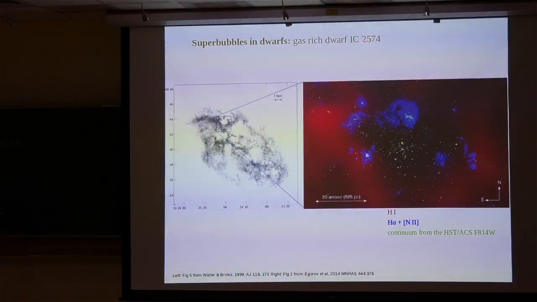Another example is the galaxy IC 3574. This is also a nearby galaxy. H1 distribution and holes inside, voids inside. These are also supposed to be superbubbles from supernova explosions. One of these superbubbles is here. It is around 1 kiloparsec in diameter. Now red is the H1 distribution, the 21 centimeter. This blue or violet is the H-alpha emission, and the brighter light blue is the optical UV continuum emission.